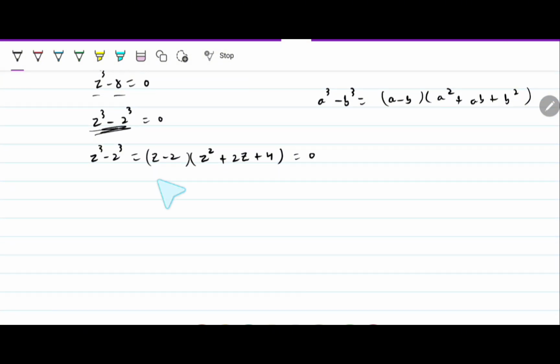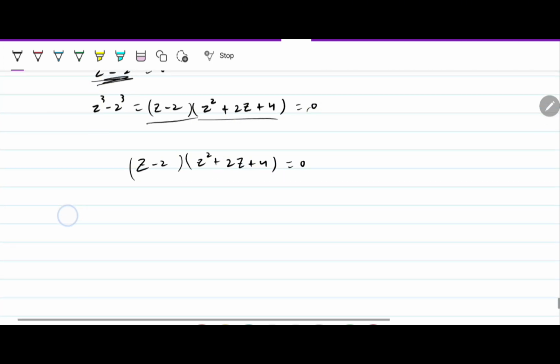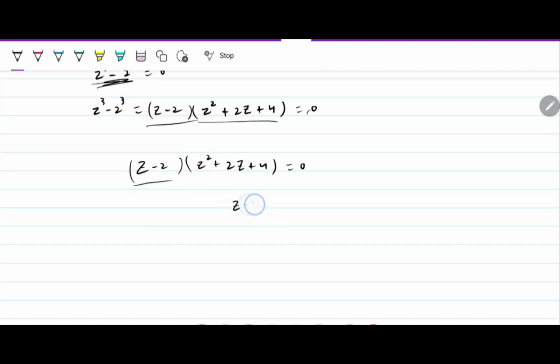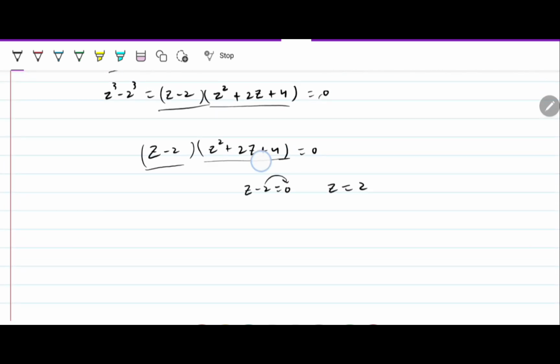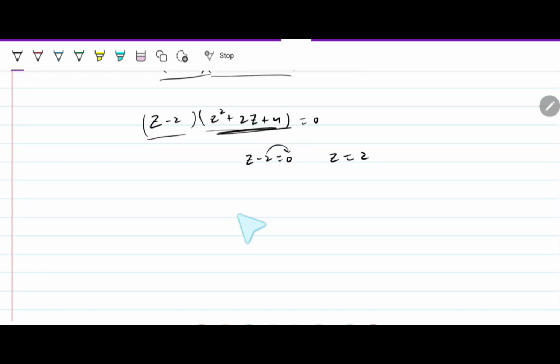All right? Now I have a product that's equal to 0. So I have two scenarios here. Let me just write this out. Z minus 2 times z squared plus 2z plus 4 is equal to 0. I can have z minus 2 is equal to 0. And when I make z the subject, I have z is equal to 2, which is what we had up here. That's the easy solution. But what about the other two solutions? We gotta tackle this here. So we got z squared plus 2z plus 4 is equal to 0.